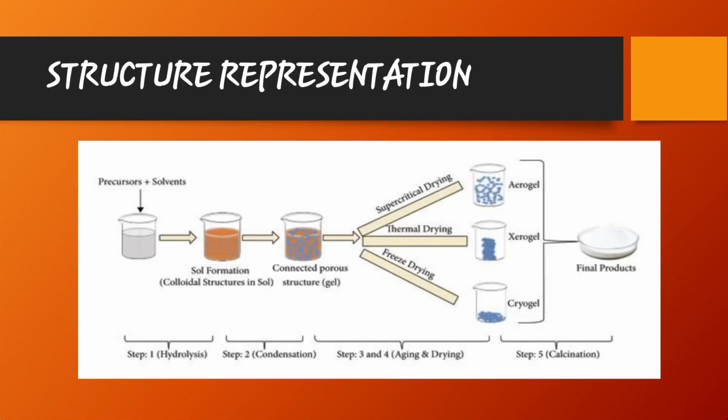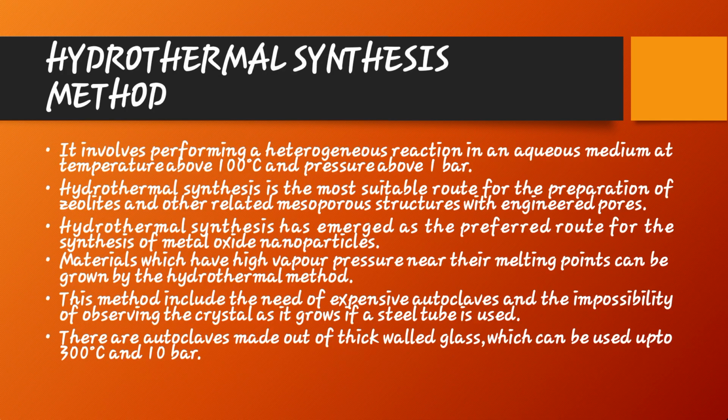Here is showing the structure of precursor plus solvents, sol formation, colloidal structure in sol, next connected pore structure gel. Step 1 is hydrolysis, step 2 condensation takes place, and in step 3 and 4 aging and drying, and step 5 calcination, and final product is formed.